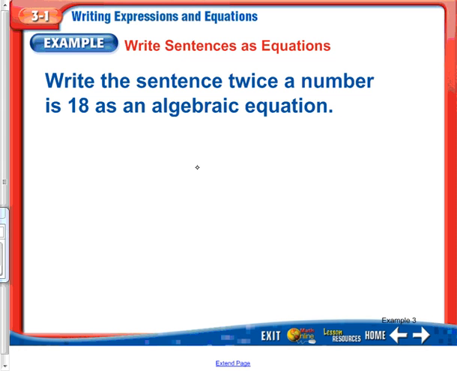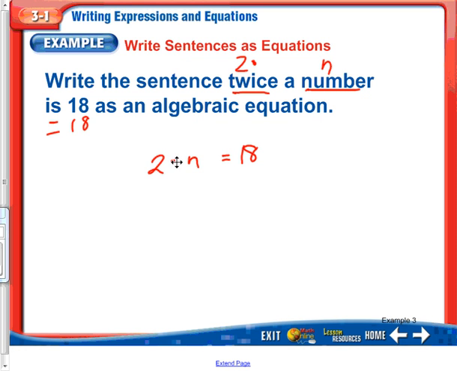Write the sentence. Twice a number is 18. So we have twice, which we know is 2, and the word twice kind of means we're multiplying. So 2 times, I'm going to go ahead and put that multiplication dot in there. A number, we can use n, is, we can say equals, and 18. So now we're going to say 2 times n equals 18.